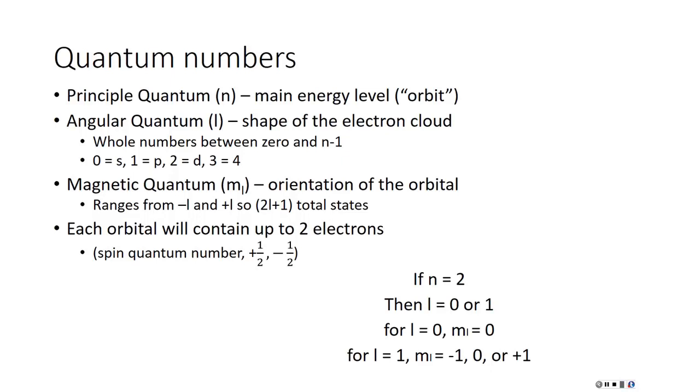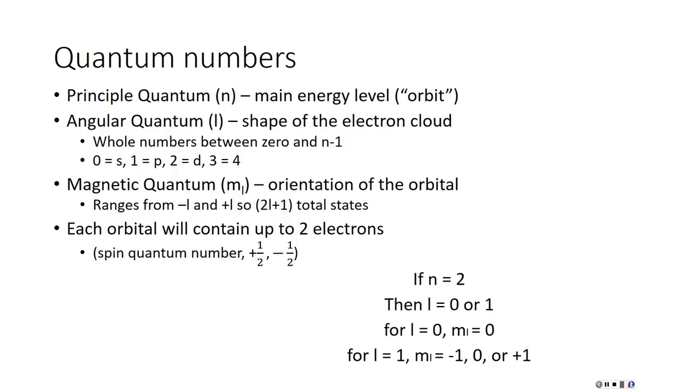After the angular quantum number, we have what's called the magnetic quantum number, and that's going to be ML. And that's going to range from negative L to positive L. And then finally, we've got the spin, which is plus 1/2 and minus 1/2.